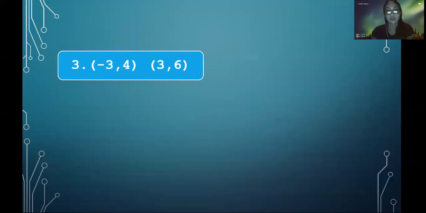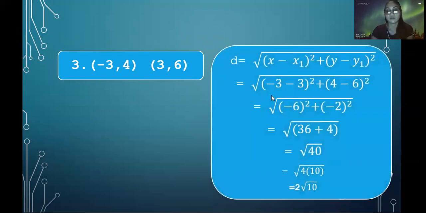So number 3, the given points are (-3, 4) and (3, 6). So same as problems 1 and 2, we're also going to find the distance between points. So the square root of x minus x sub 1 squared plus y minus y sub 1 squared.